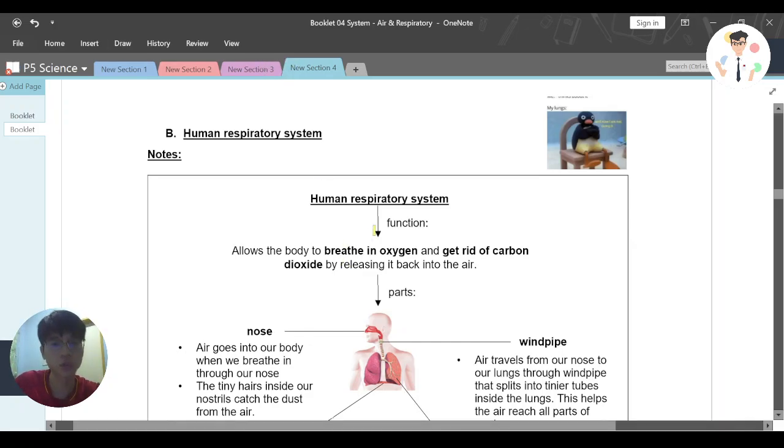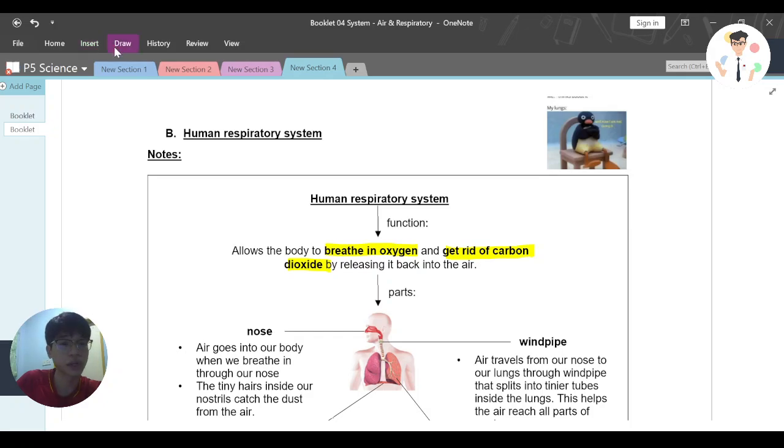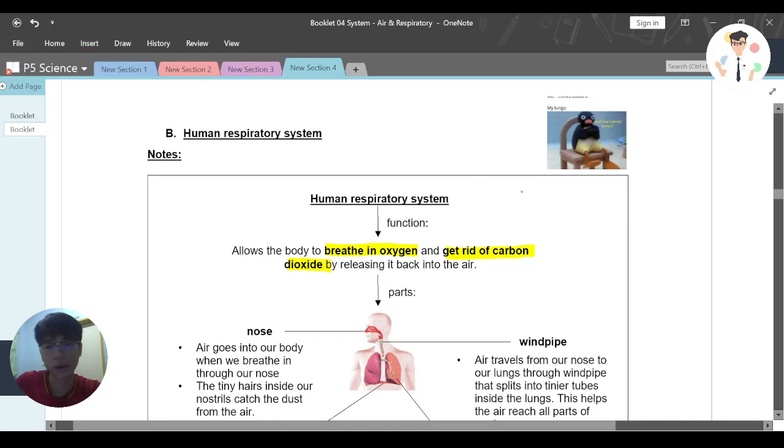So first we must understand that the human respiratory system is basically a system that allows our body to breathe in oxygen and get rid of carbon dioxide by releasing it back to the air. Just now, in the composition of air, we learned about nitrogen, oxygen, carbon dioxide, let me just put CO2, and water vapor. When we breathe in nitrogen and breathe out nitrogen, it will still be the same.